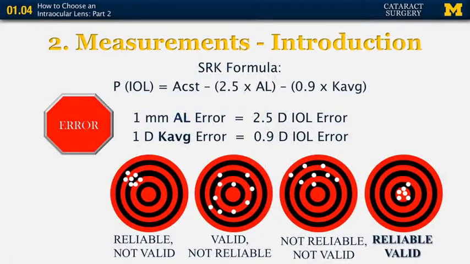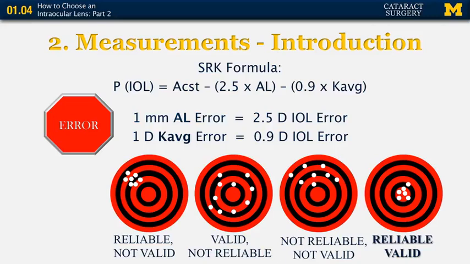SRK is not the most sophisticated IOL formula we currently have available. However, its simplicity highlights the weight and importance of measurements for good IOL selection. The SRK formula determines IOL power by taking the A constant, which is a single constant to predict IOL position, minus 2.5 times your axial length, minus 0.9 times your central corneal average power.